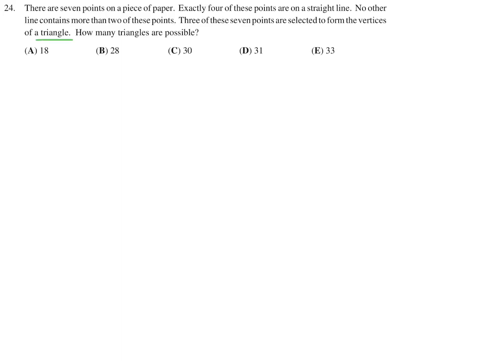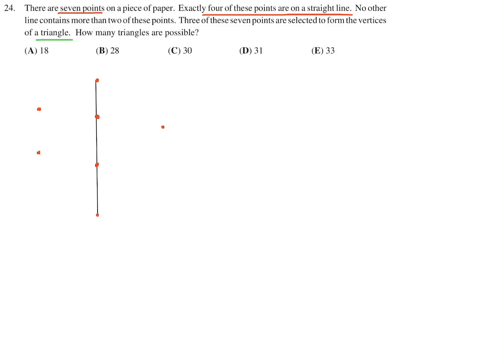So the first thing they have is a straight line like this. And they are telling you that exactly 4 of these points are on a straight line. So 1, 2, 3, and 4. All right. And there's 7 points on this piece of paper. And no other line contains more than 2. So we'll put 2 over here. And there's only one more, so we'll put the last one there. Does this diagram satisfy our criteria?